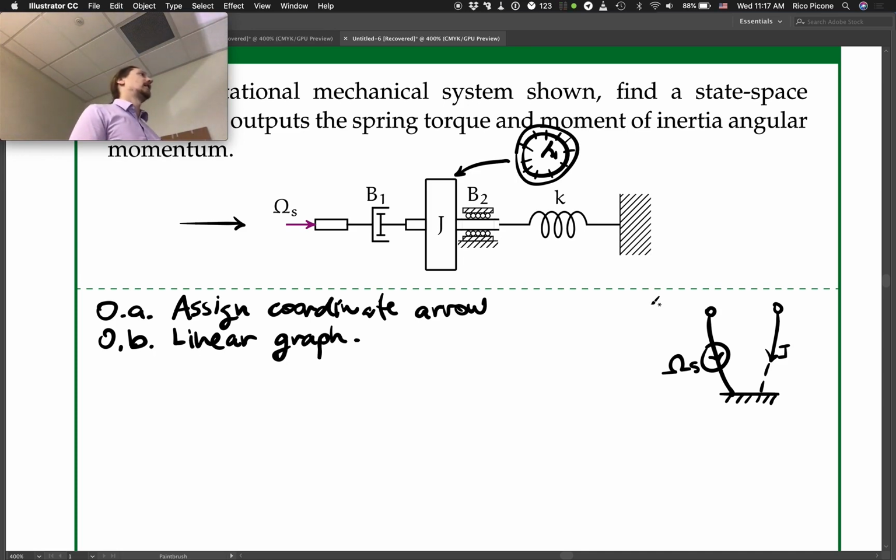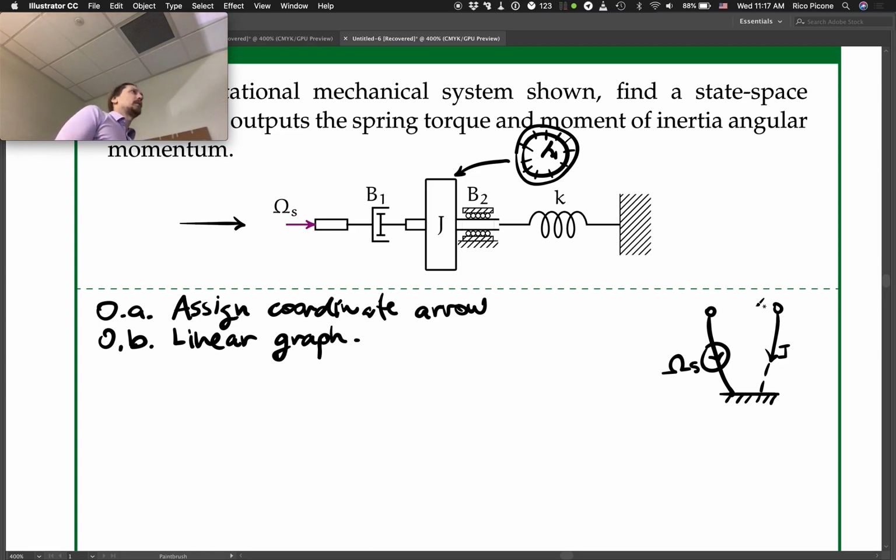Yes? Current would be the opposite, correct? Correct. Well, torque in this case, because we're doing the rotational mechanical system domain, so the through variable is torque. So if this was a torque source and we had the coordinate arrow drawn in the same direction, it would be drawn toward the node of application. So exactly the opposite.